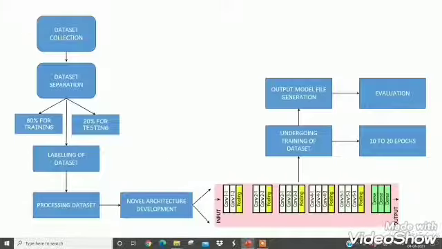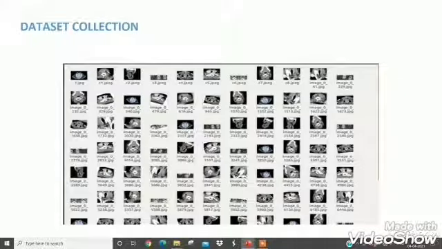Now we're moving on to the working flow diagram of this project. Initially, the first step is dataset collection, where we collect datasets such as X-ray or CT images to analyze the presence of thyroid disease from various resources through the internet. After that, we will be splitting those datasets into different categories, that is, training and testing.